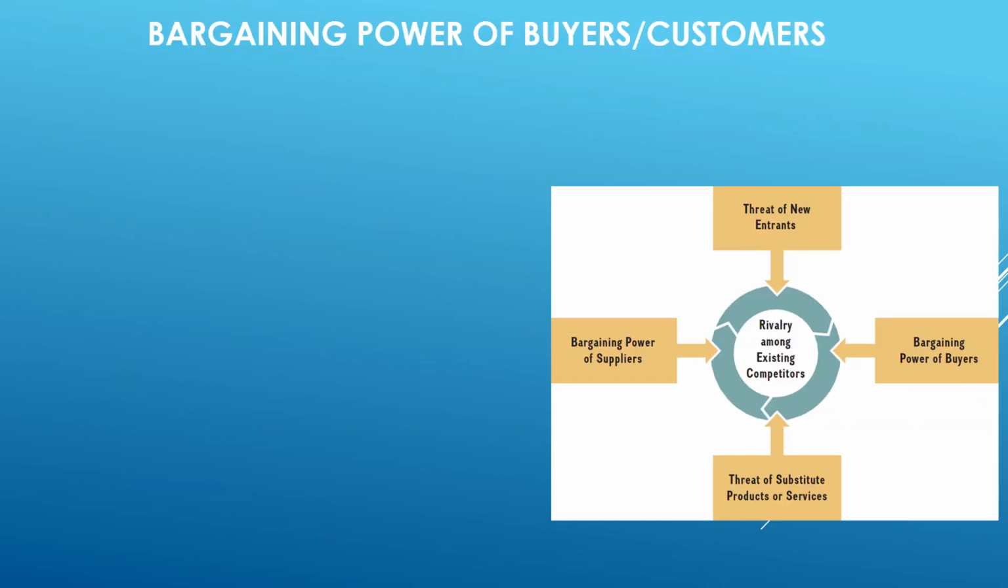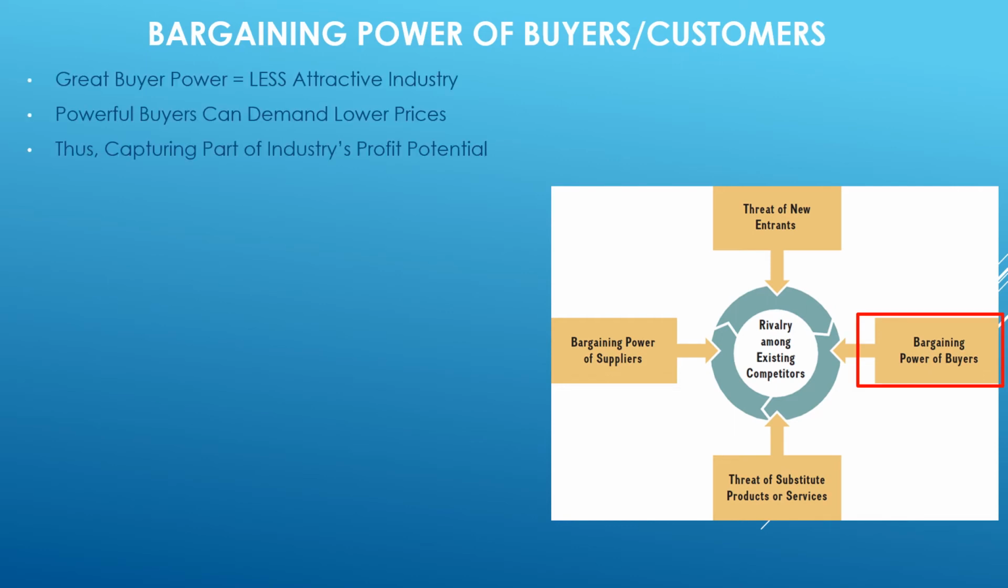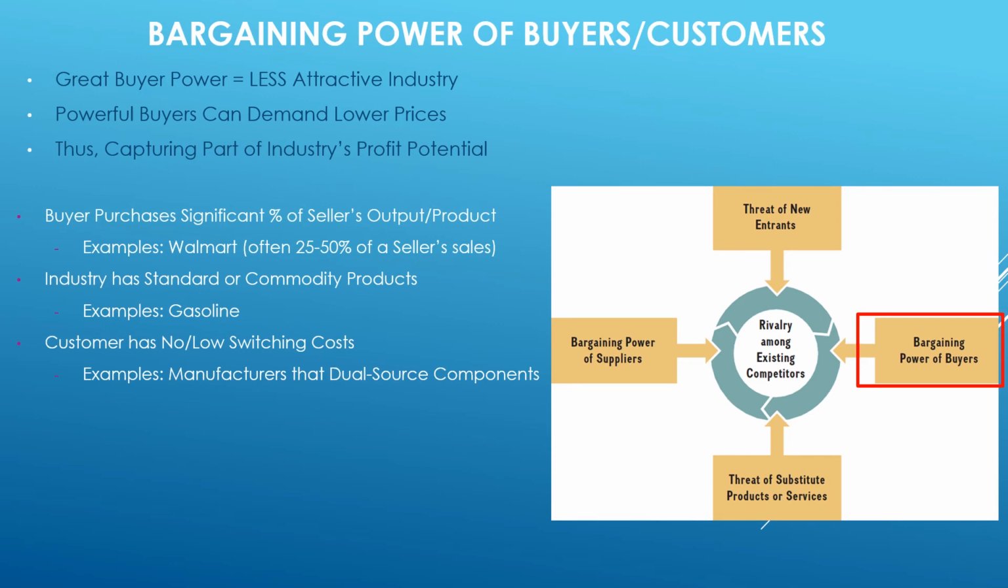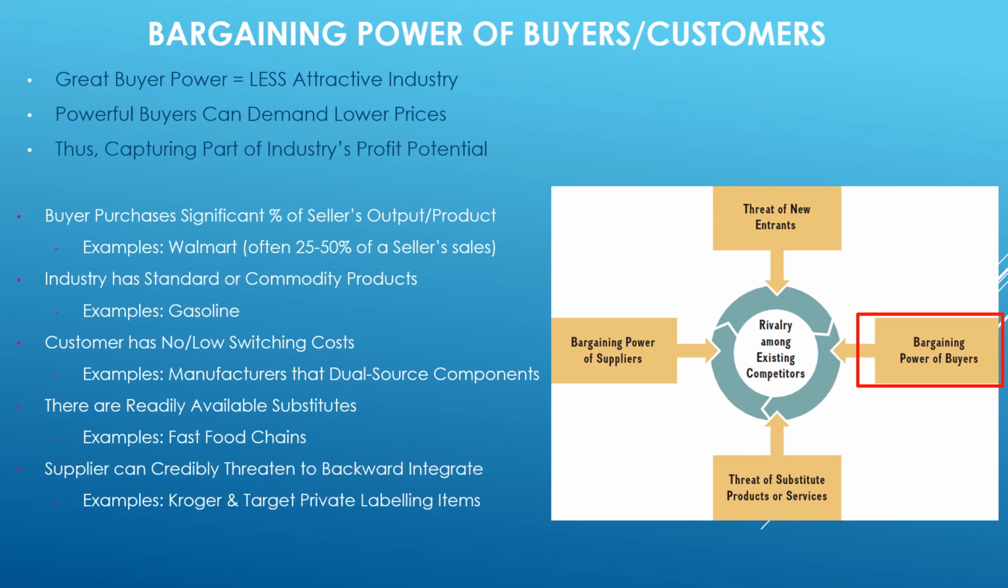Bargaining power of buyers or customers. The greater their power, the less attractive the industry. Powerful buyers can also demand lower prices. This occurs if a buyer purchases a significant percent of a seller's output or product, with examples being things like Walmart. It also occurs if the industry has standard or commodity products, like gasoline, or if the customer has no or low switching costs. And then there are readily available substitutes.